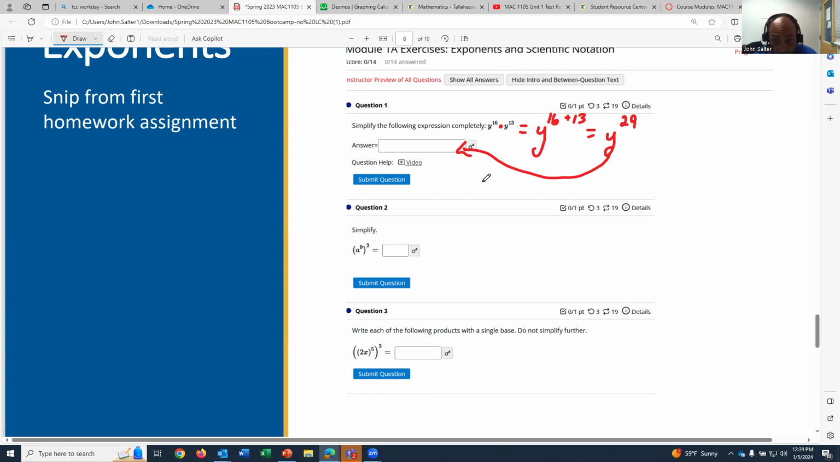Done. All right. Next one, it says simplify. They gave me a to the 9th power raised to the 2nd power. Well, I only have one base, so that must stay the same. When I have an exponent raised to an exponent, what do I do with those two numbers? Somebody want to help me out?